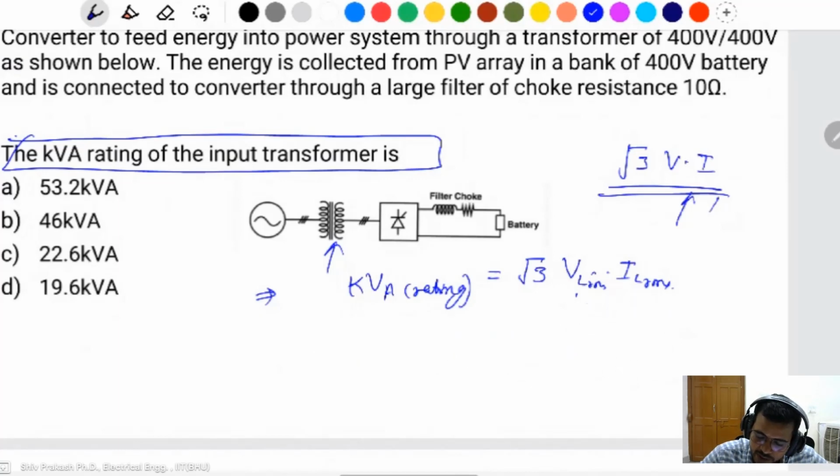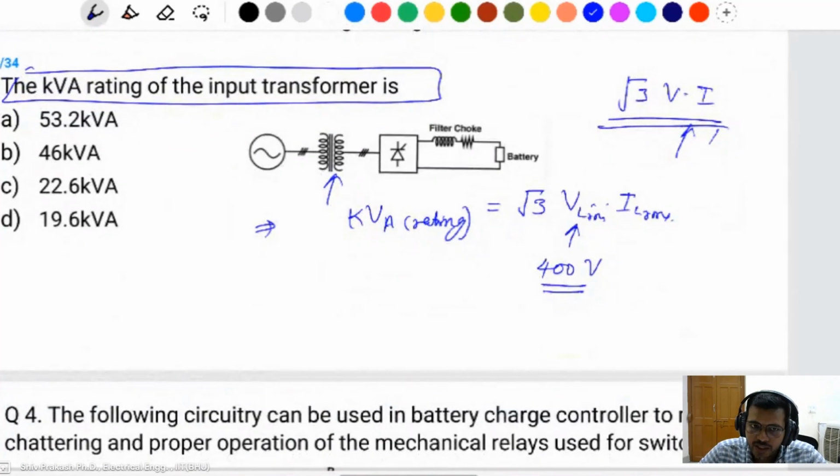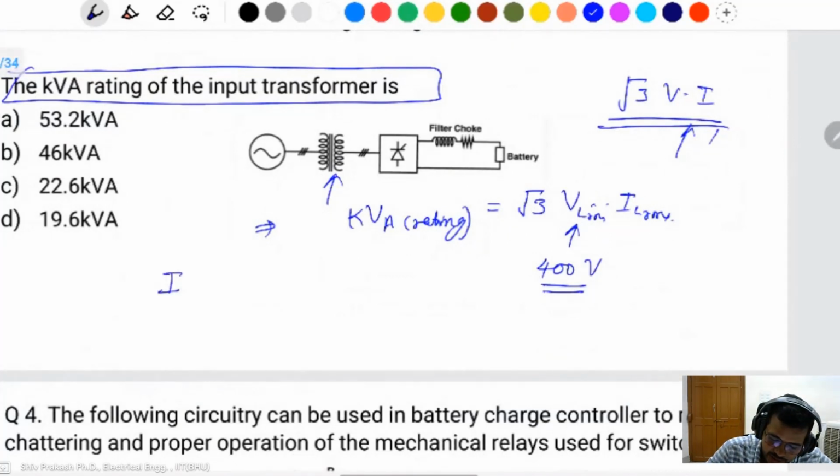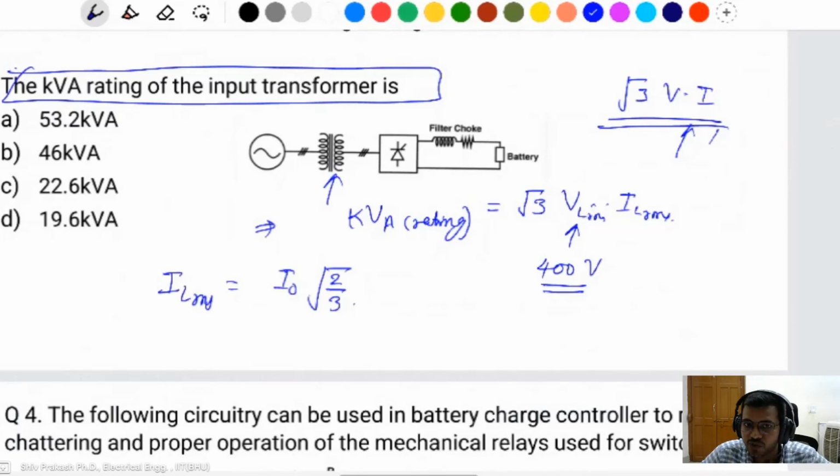Then line voltage is given as 400 volt, but what is the line current? I think all of you know about the inverter line current is RMS current, I naught root 2 by 3. In 120, there are two types of mode, 120-degree mode or 180-degree mode inverter.